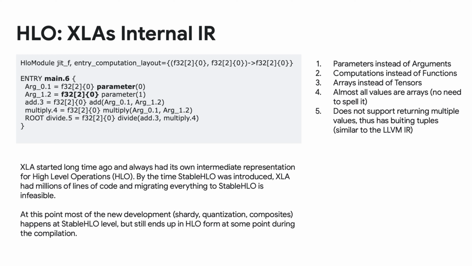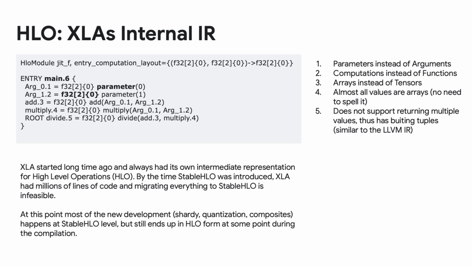But XLA, internally, doesn't really use StableHLO for compilation. So almost immediately, once StableHLO passes from JAX to XLA, we do conversion to HLO, our internal representation. I think the reason is mostly historical, because XLA was developed 10 years ago, before MLIR existed. So we have our own intermediate representation, which is inspired by the original LLVM IR, but it doesn't share anything with LLVM, so it's a completely separate code base.